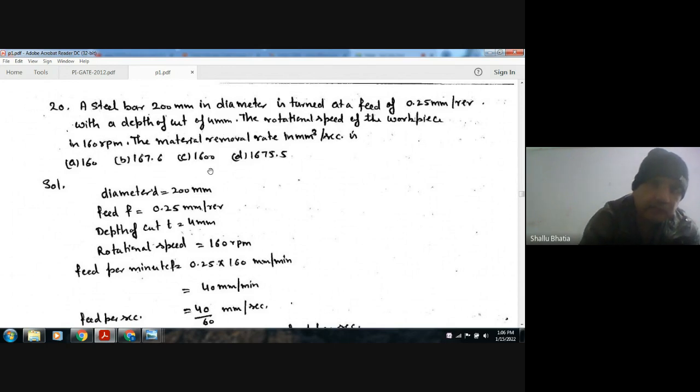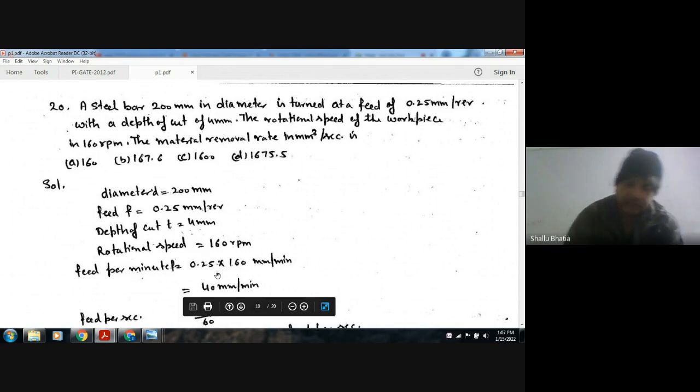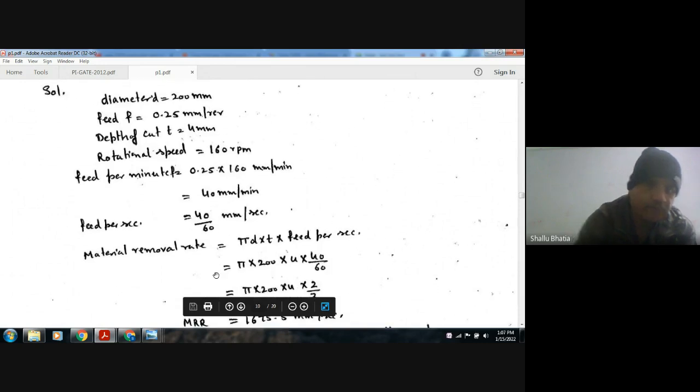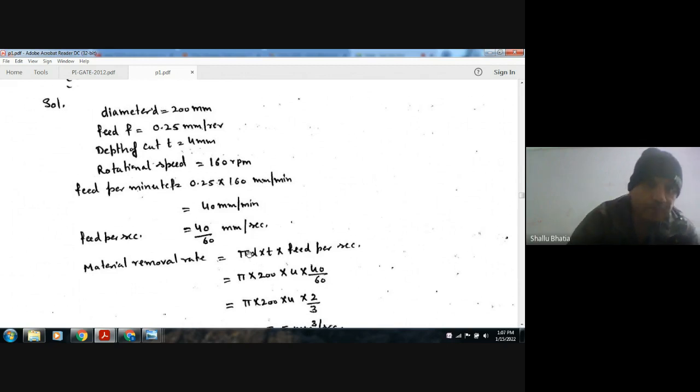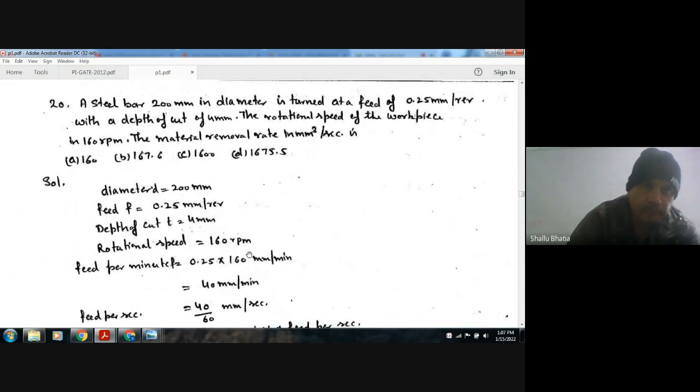So feed in mm per minute can be found out by multiplying feed in mm per revolution by rpm. So the feed per minute is this, 40 mm per minute. Okay, and the feed per second is 40 by 60. So the metal removal rate is pi D t into feed per second. As a turning operation has been performed, the metal removal rate will be pi D t into feed per second.